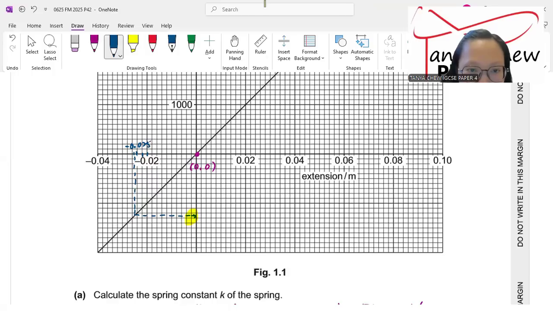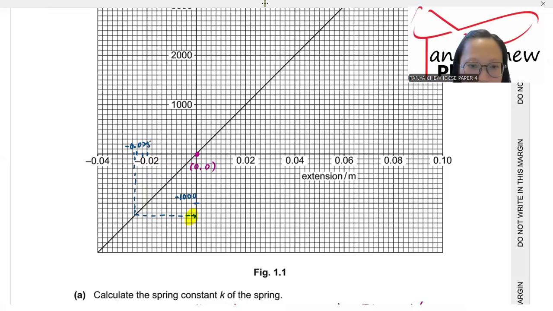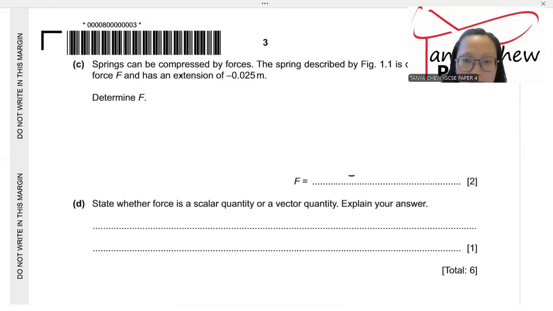Now, this is negative 1,000. This is negative 1,100, because every scale is 100. Negative 1,200. Negative 1,250 Newton. That's the answer. So I'm going to write it down. Negative 1,250 Newton. D. State whether force is a scalar quantity or a vector quantity.